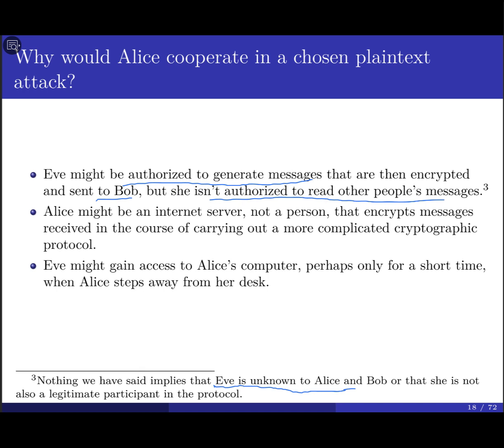Or maybe, as I mentioned, one of either Alice or Bob is a server that allows you to perform the operation on behalf of other users. Or Eve may gain access to Alice's computer. If Alice doesn't stay long with her computer and leaves it on, then perhaps Eve can get access to Alice's computer and try to retrieve information, or send messages for encryption and decryption using Alice's computer.